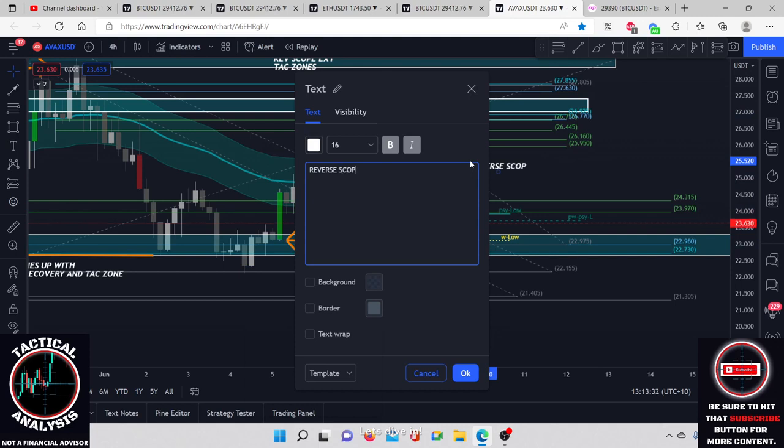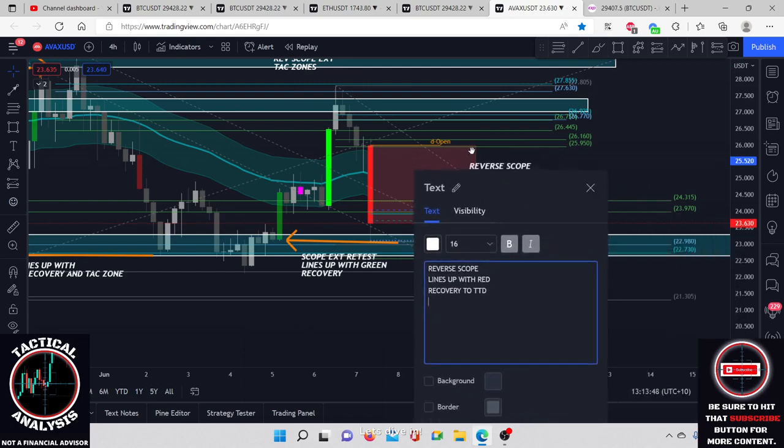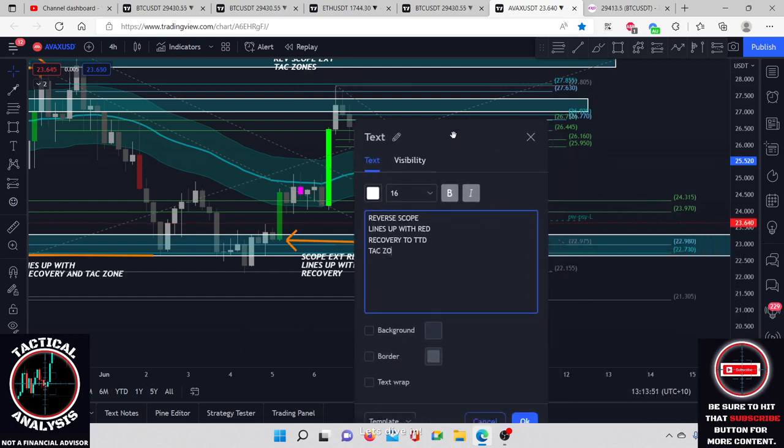reverse scope lines up with red recovery to the dollar. We'll just put TTD. If you know, you know. Okay, lines up with reverse scope, right? Lines up with a tactical zone. Tac zone. SR. Daily open. Okay, there you go.